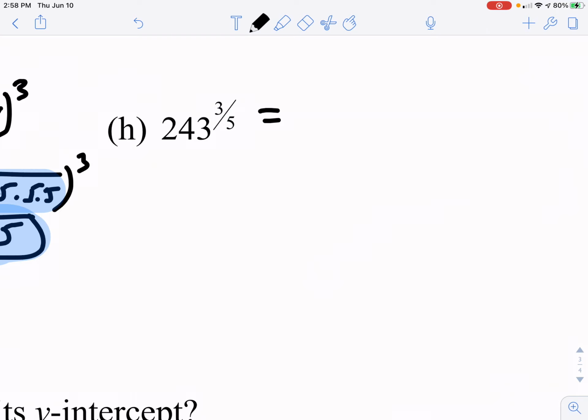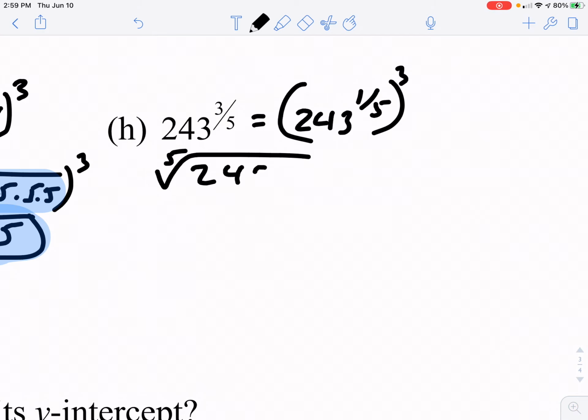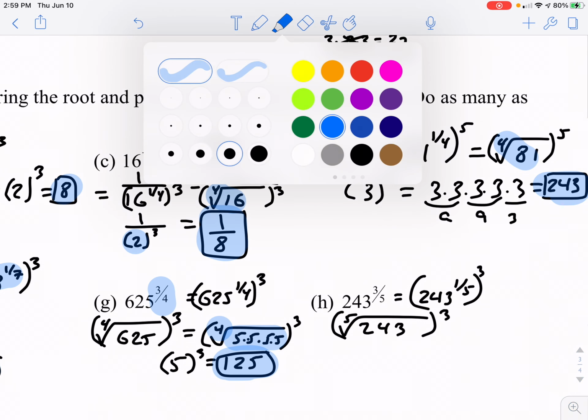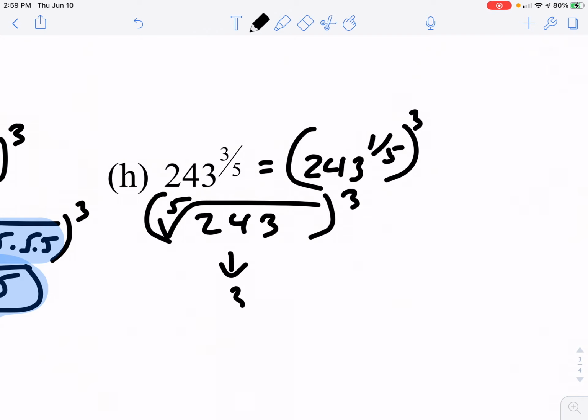243 raised to the 3/5 power would be the 5th root of 243 raised to the 3rd power. So I'd rewrite this as 243 to the 1/5 power raised to the 3rd power. 3 times 1/5 is 3/5. So that's the 5th root of 243 raised to the 3rd power. We just got done doing this one above, the 5th root of 243 would be 3. So this would be 3 to the 3rd power, which would be 27.